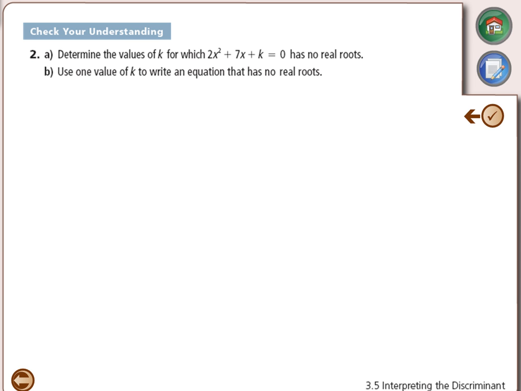Now we get a little bit trickier. Determine the value of k that's going to give us no real roots. In order to have no real roots, that means that the discriminant, looking back on that page there, is less than 0. We're going to be taking the square root of a negative number. Well, let's plug in. We've got A, we've got B, we got C. My A is 2, my B is 7, my C is k. Let's plug it in and solve for k.